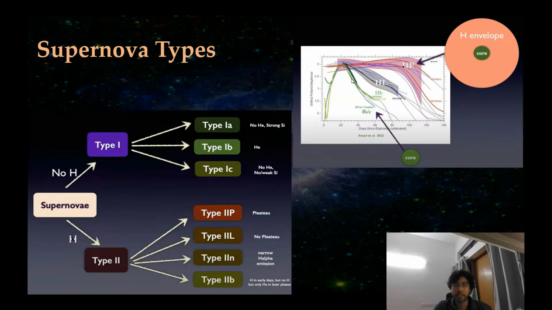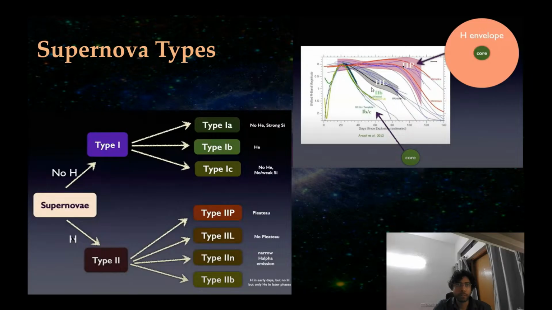Okay. Similarly, type 2N has a narrow H alpha emission line. Type 2B has hydrogen in the early days, but only helium in the later phases. These resemble type 1B and 1C very much. They are very similar to 1B and 1C, but they have release of hydrogen in the very initial part of their emission, and later they only have helium lines. Okay, so that is the basic classification of supernova.